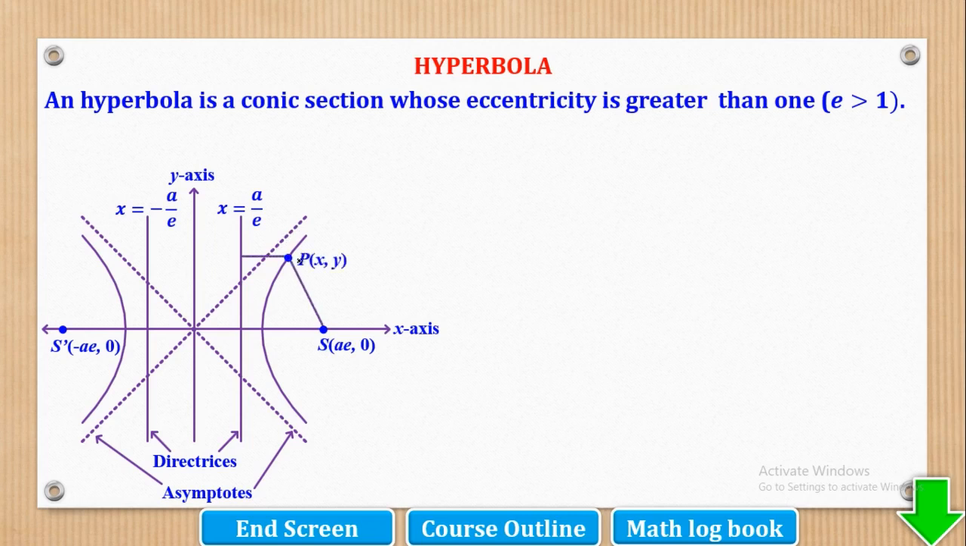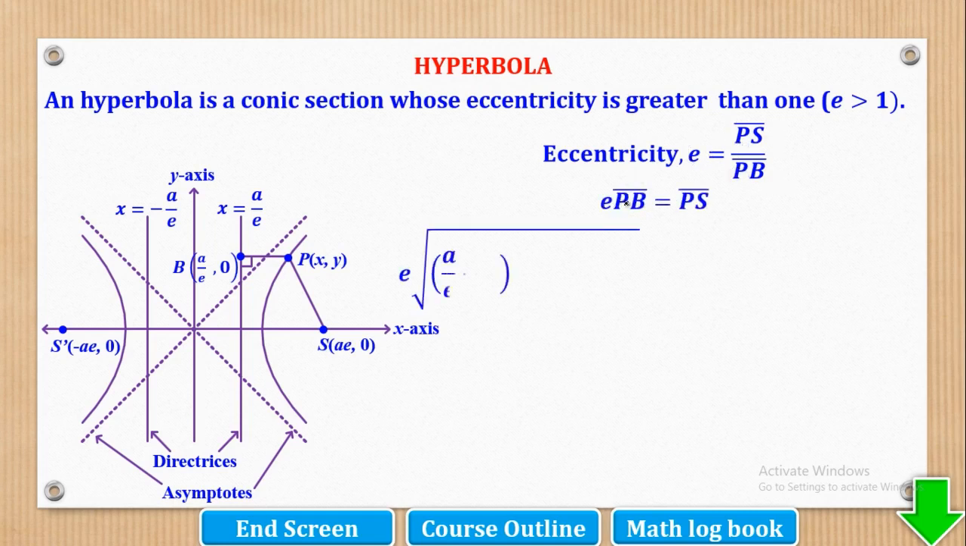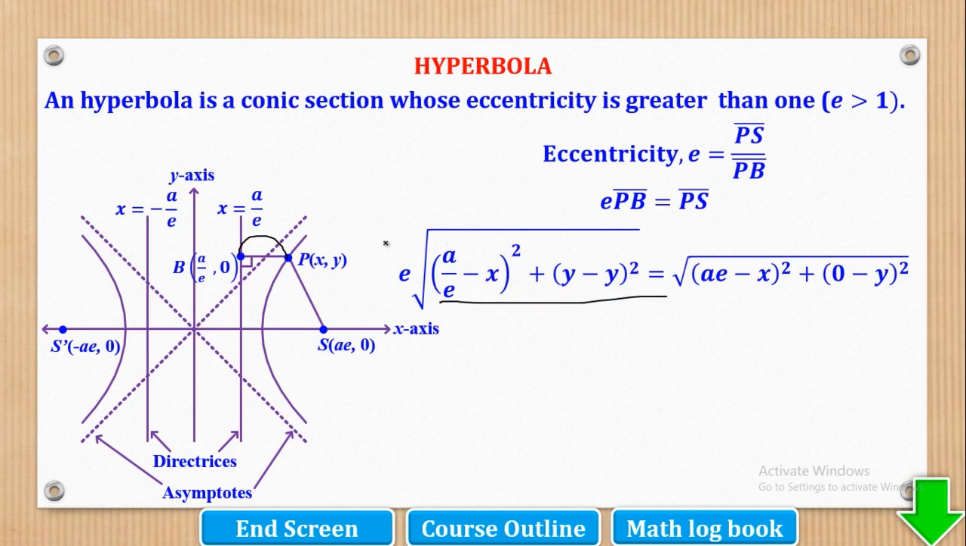We shall now derive the equation of a hyperbola, which we saw in our mathematical logbook. We shall consider the variable point P which moves along this hyperbola. We shall start from eccentricity. I think you remember the definition is PS over PB. Then when I cross multiply, I come up with that. PB is the distance between P and B. Distance between 2 points is given by that. Then also the distance between points P and S is given by that.